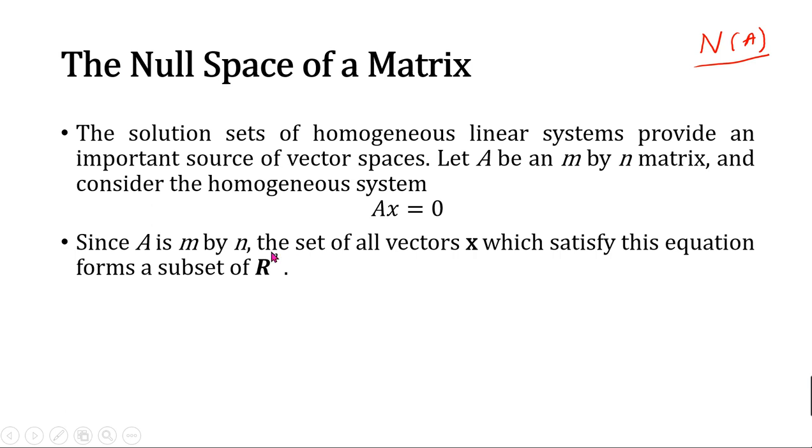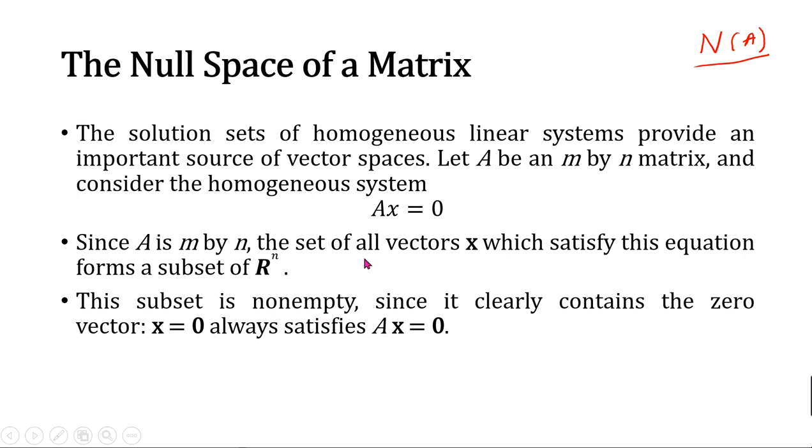Since A is any matrix, the set of all vectors x which satisfy this equation forms a subset of space with n dimensions. This subset is non-empty. Ax equals 0 is always non-empty. At least it will have a zero vector in it. This subset is non-empty since it clearly contains the zero vector, that is x equals 0 always satisfies Ax equals 0. The homogeneous system is always a non-empty set. At least it will have a zero vector in it.